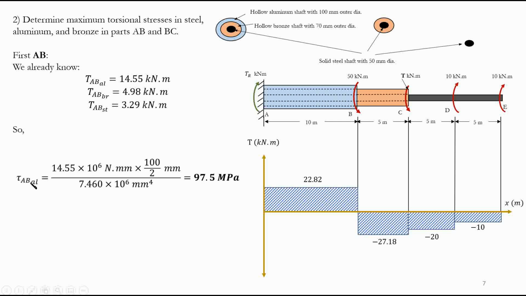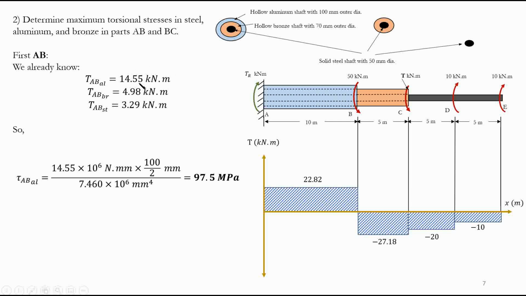So what is the formula for tau? T C over J. Torque taken by portion AB, basically aluminum in portion AB. This is the maximum radius. What is the maximum radius? 100 millimeter divided by 2, right here. 100 millimeter, this is for aluminum. Divided by J, that we already found on the second page. And from here, we're going to end up with megapascal. Units are, again, very important. As you see, I just multiply by 10 to the power of 6 to end up with Newton millimeter. How? I had kilonewton meter at first.